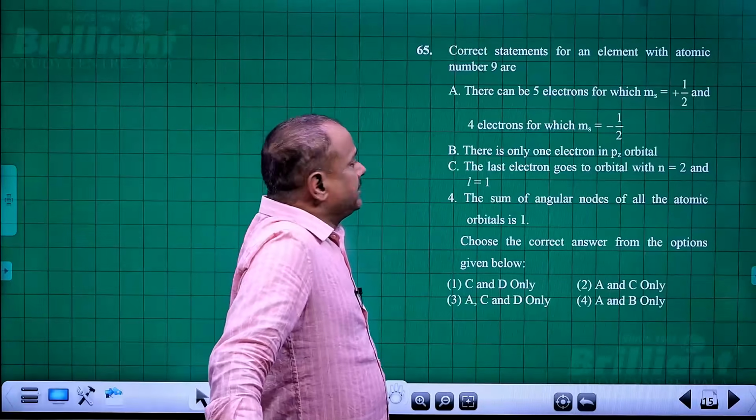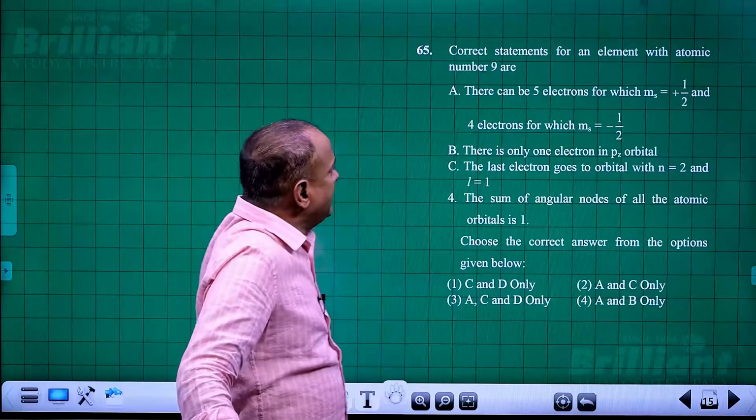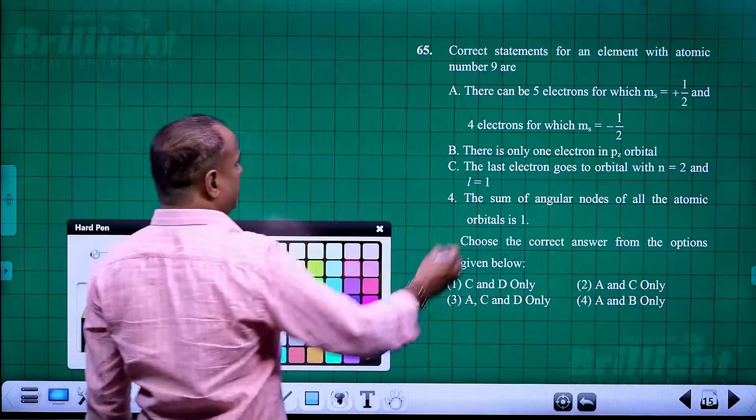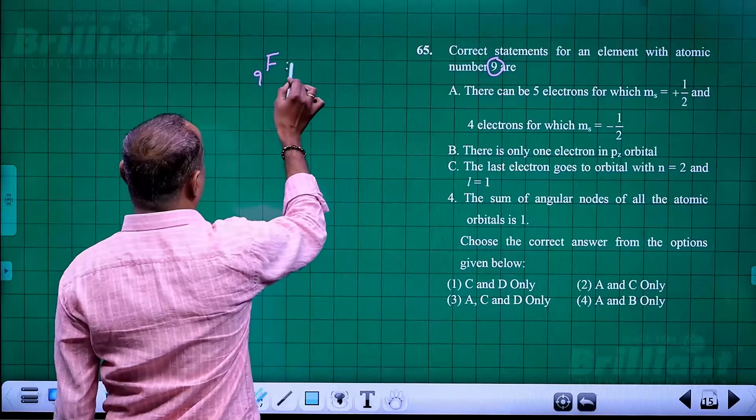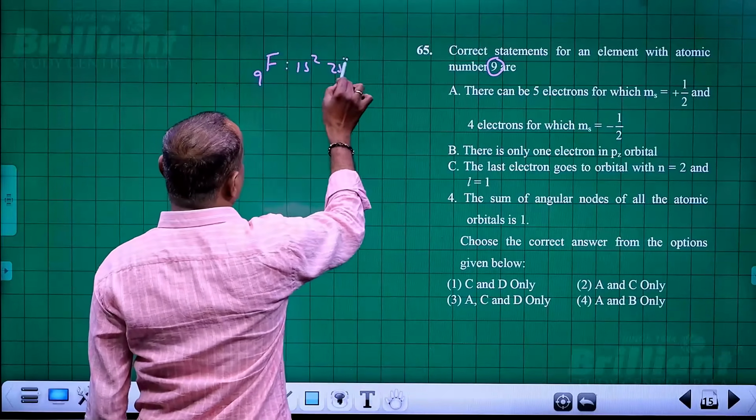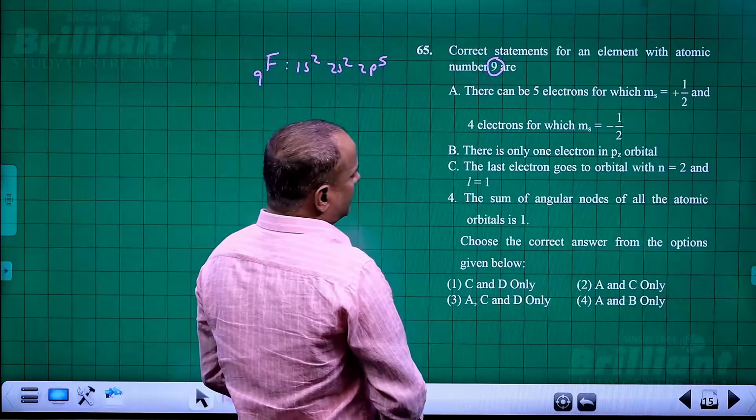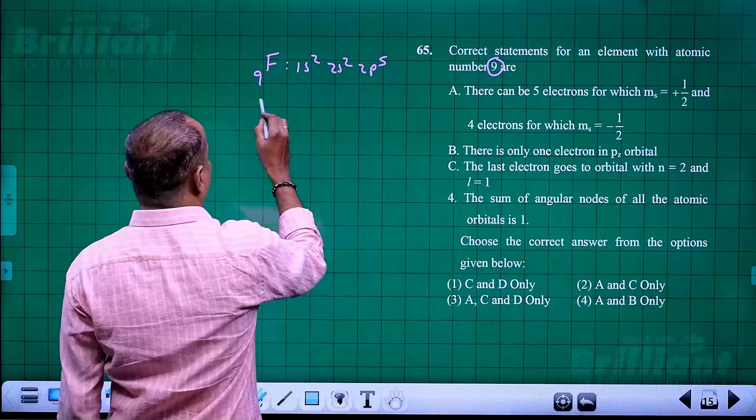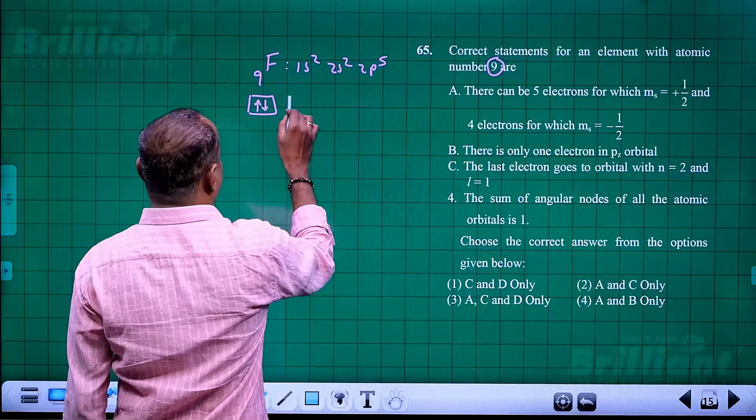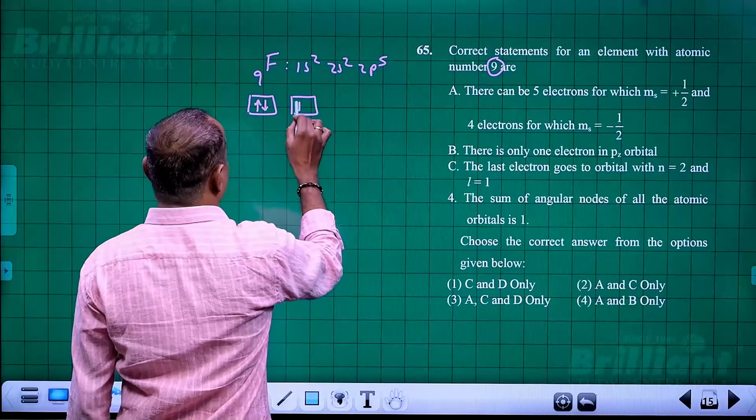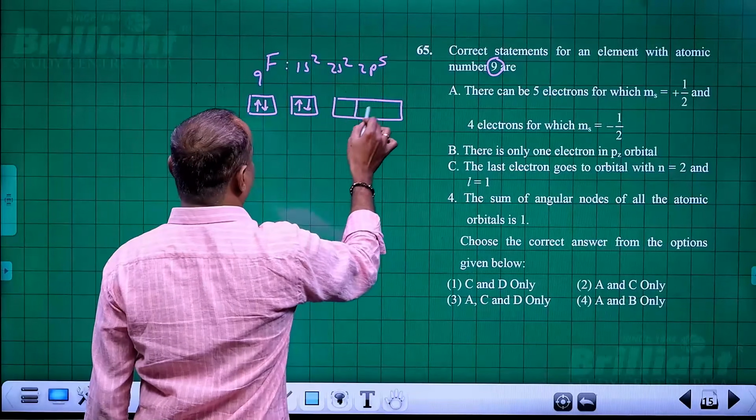Okay, correct statements for the element with atomic number 9. Atomic number 9 is fluorine. The configuration is 1s2, 2s2, 2p5. Take the orbital diagram: 1s2, 2s2 and 2p5.